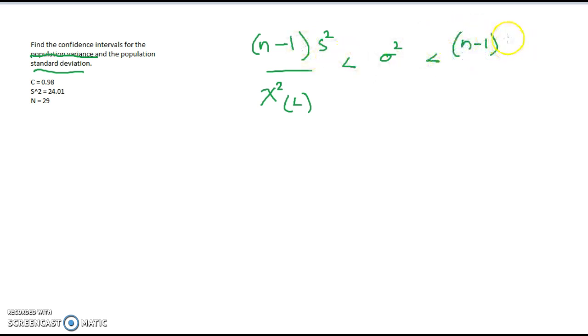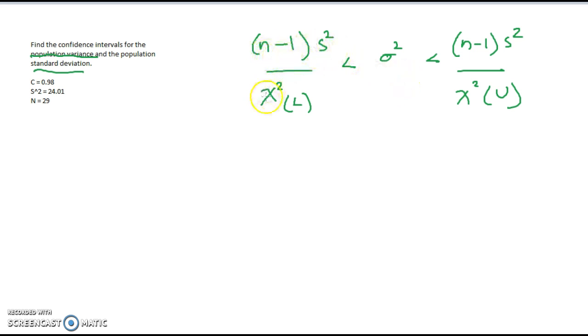Here we go. Here is your formula. It's going to be n minus 1 times s squared over our chi-square value for the lower limit, and that's going to be the variance that we're looking for. It's going to be somewhere in between that and this, which is n minus 1 times s squared over our chi-square value for the upper limit. This does admittedly look rather scary, but let's break this down.